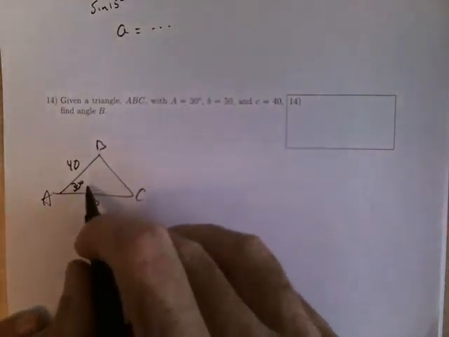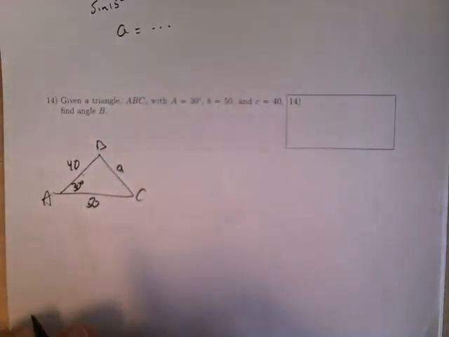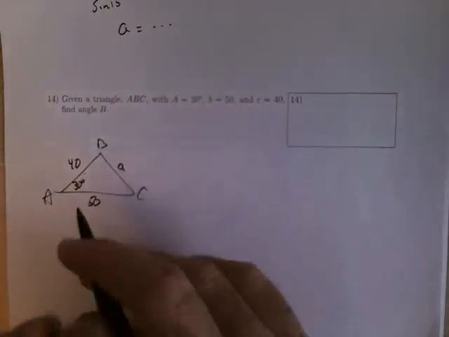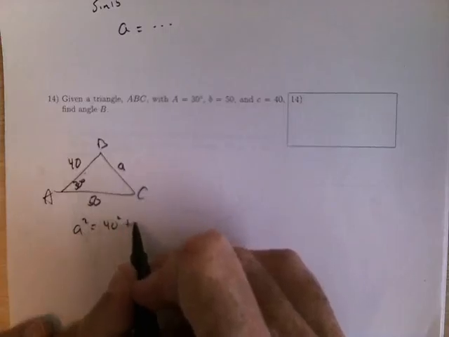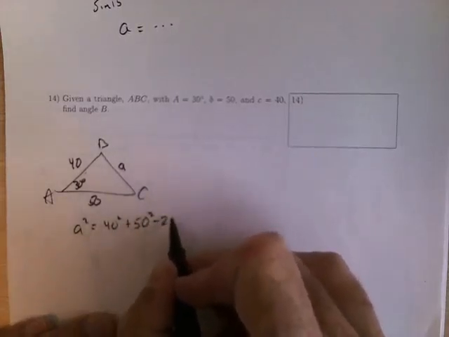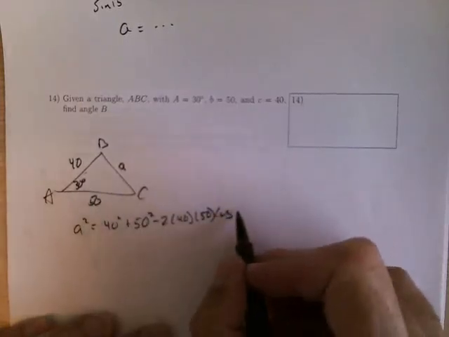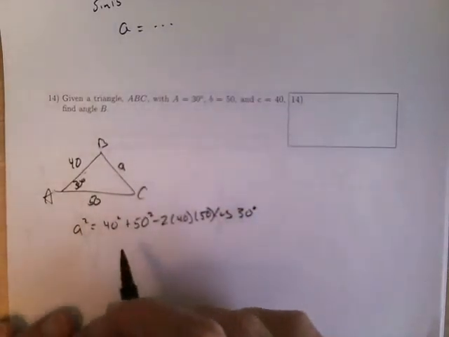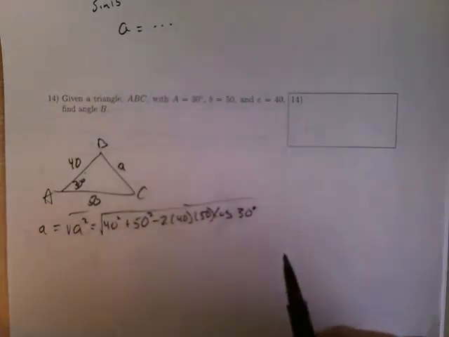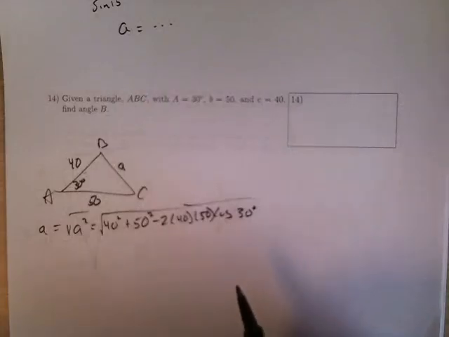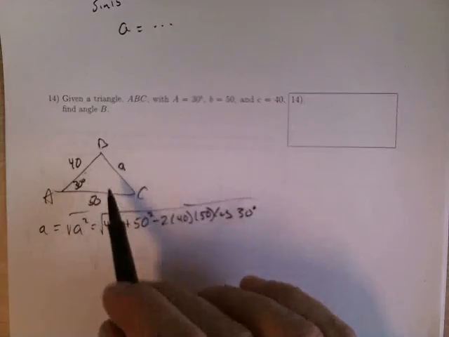So what I've got to do is use the sides, and in particular, I can find side A by the law of cosines. A squared equals 40 squared plus 50 squared minus 2 times 40 times 50 times the cosine of that angle there, 30 degrees. Okay, so you can find A by taking the square root of that whole thing. Once you have A, then you've got side A and angle A, and you can start using the law of sines.